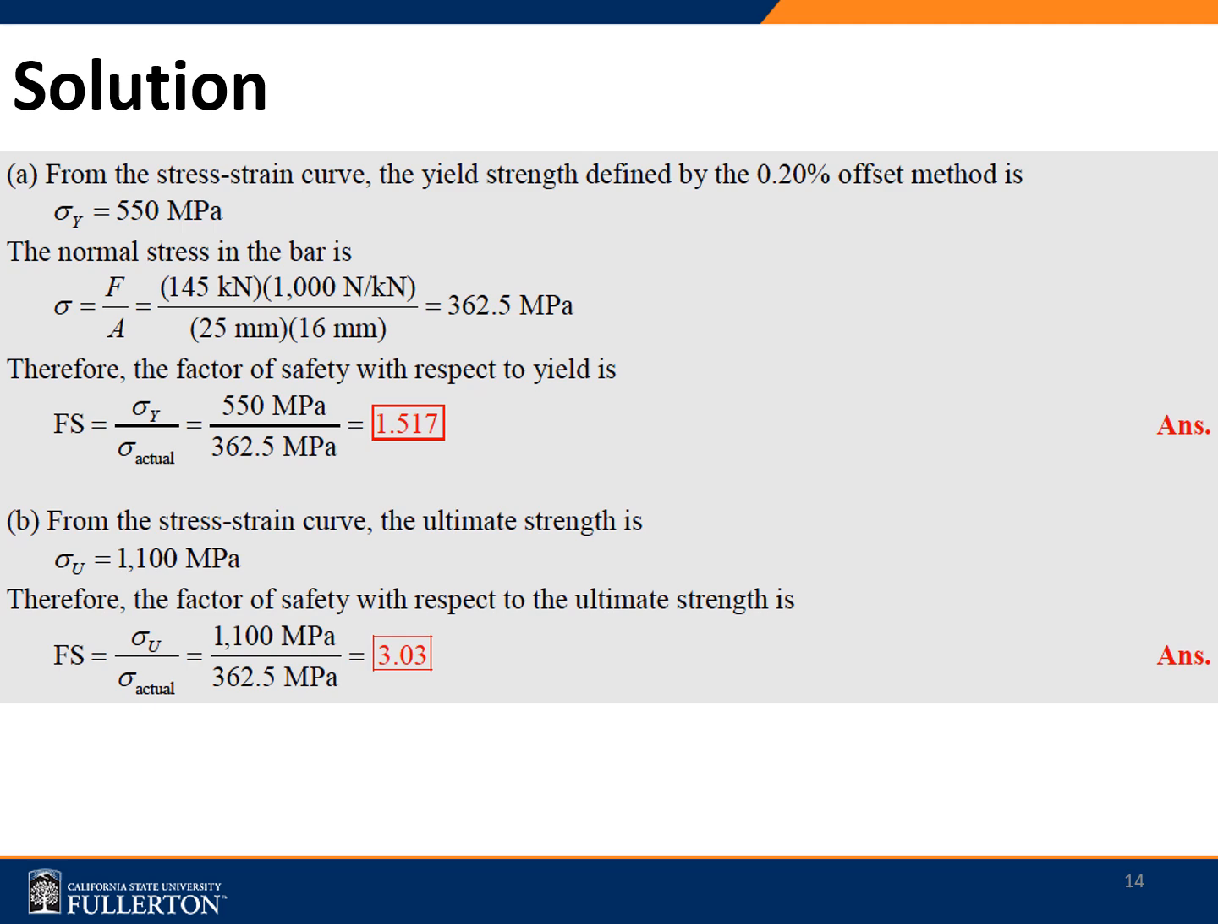And for the ultimate tensile strength, from the figure we could see the ultimate tensile strength sigma u or UTS is 1100 megapascal. Take the ratio of 1100 over 362 and we get a factor of safety of 3.03.